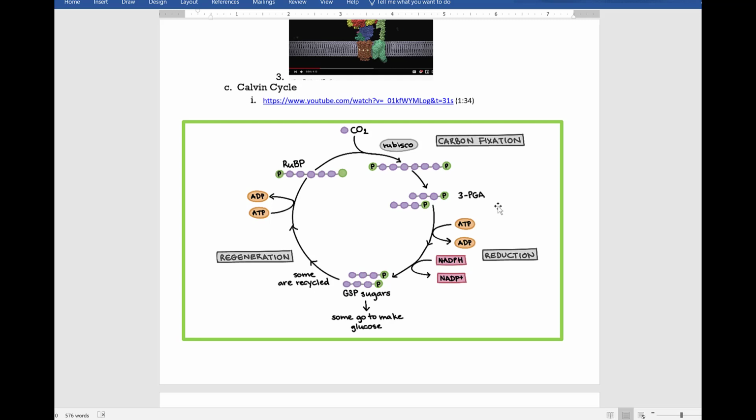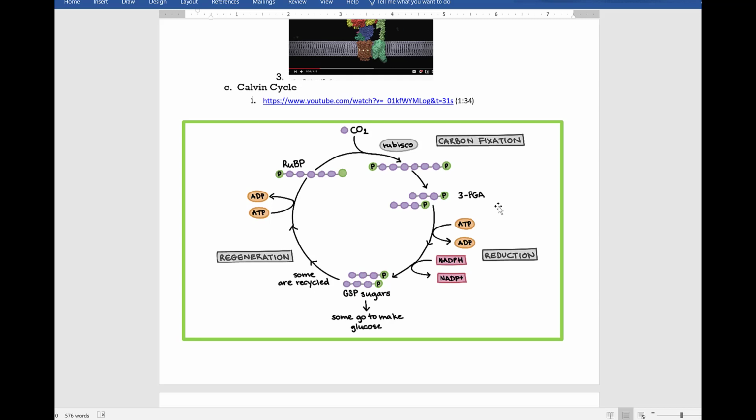It takes place in the stroma of the chloroplast. Don't confuse it with the Krebs cycle, which happens in cellular respiration. The Krebs cycle is also called the citric acid cycle and the TCA cycle.